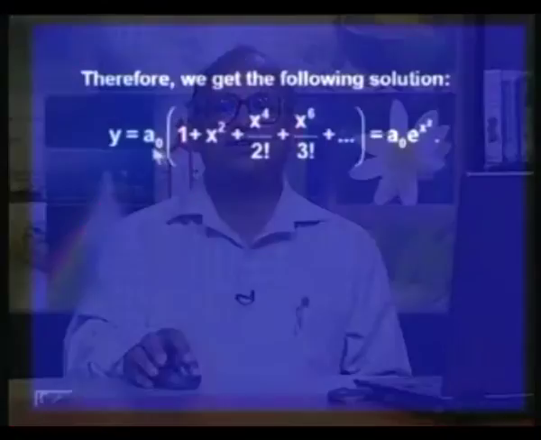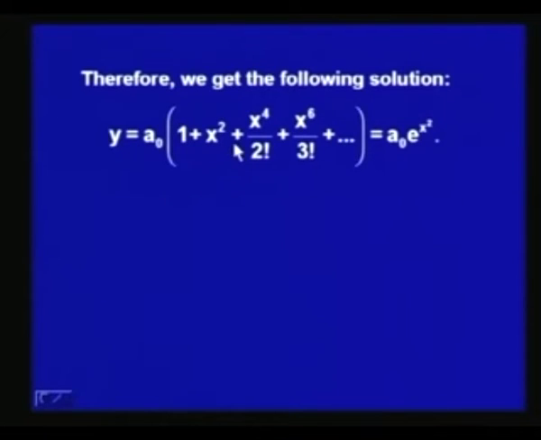Thus, we get the solution of the differential equation as y equal to a0 into 1 plus x square plus x to the power 4 over 2 factorial plus x to the power 6 over 3 factorial and so on, and we can see that the series inside the brackets is the expansion of the function e to the power x square, and so we can write the right hand side as a0 into e to the power x square.